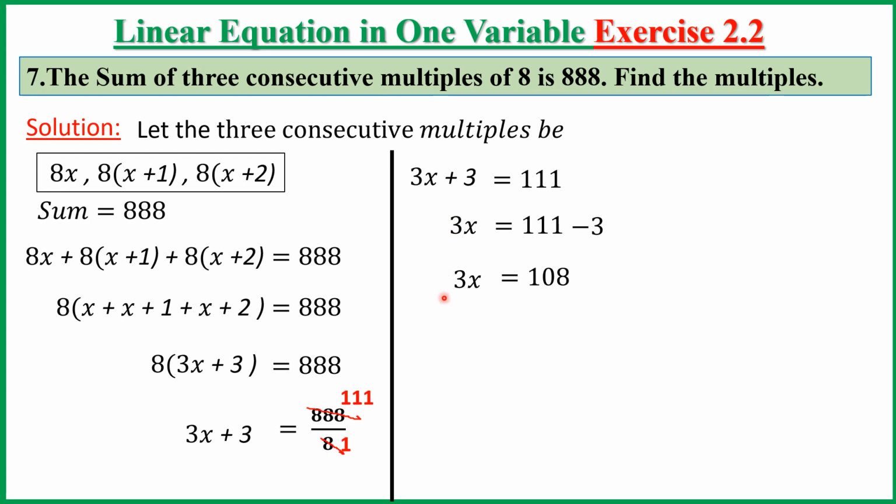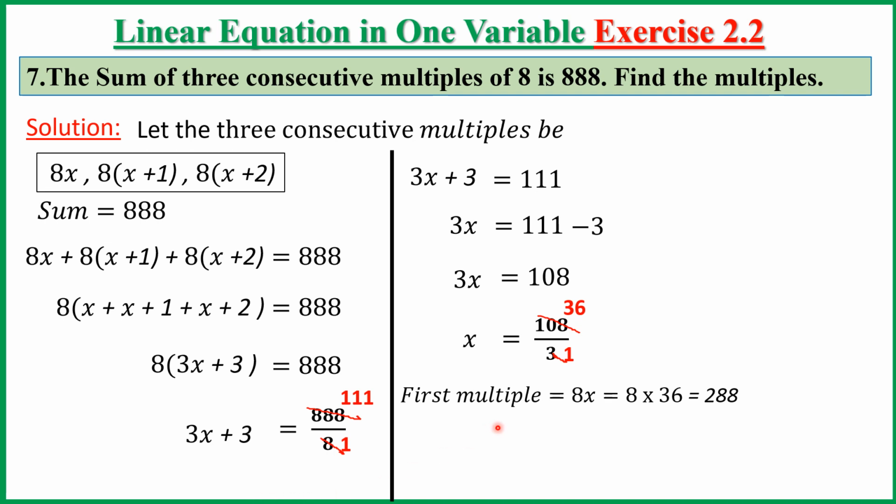Now here 3 is multiplied with x. So when it is transposing to our right hand side, it will become division. So x is equal to 108 divided by 3. This we can simplify. So 1 times 3, and this is 36 times. So our value of x is equal to 36.